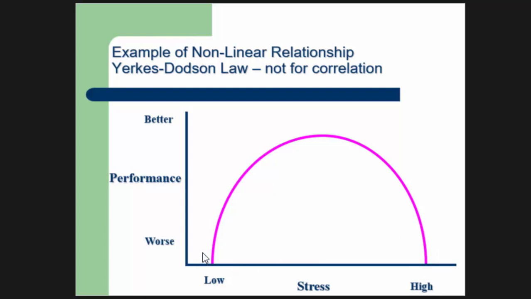So the first part, yes, there's a linear relationship: as you increase the stress, the performance increases. But if you give too much, it drops. If you have that kind of relationship, you cannot use correlation. That is the key point here. This is the Yerkes-Dodson law, so it is not for correlation.